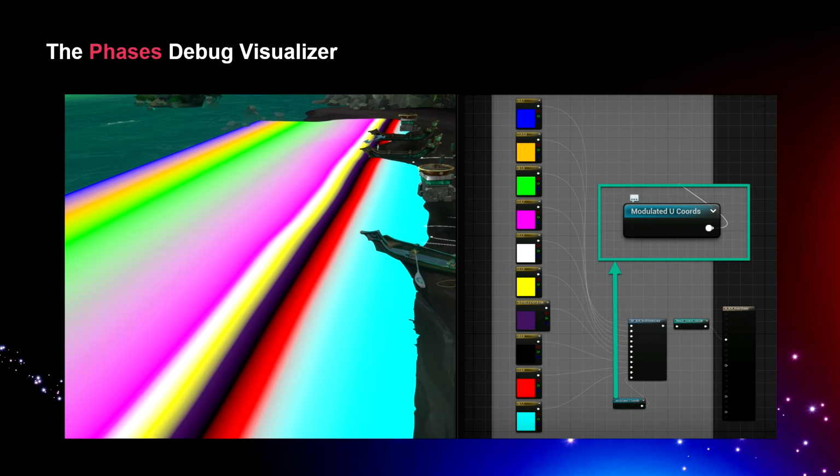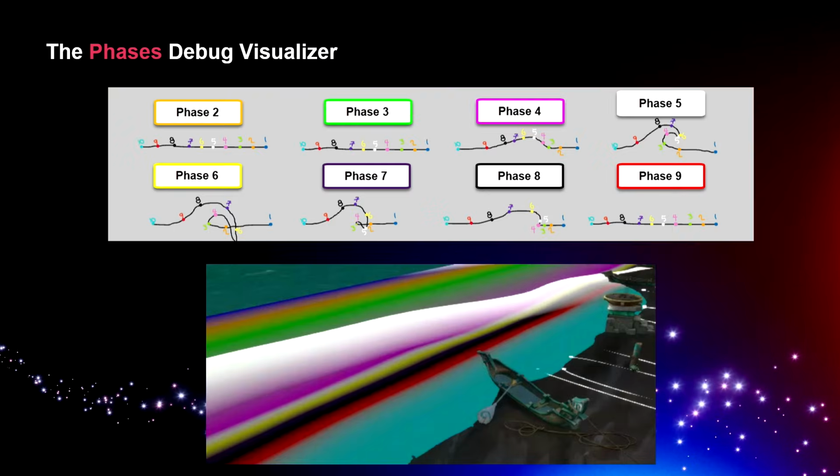And so after this modulation, this is what my phases debug color looks like, or what you would call my phases gradient. And so this, again, represents which of the 10 cross-sections that I have we want to be displaying as the wave moves along the mesh.